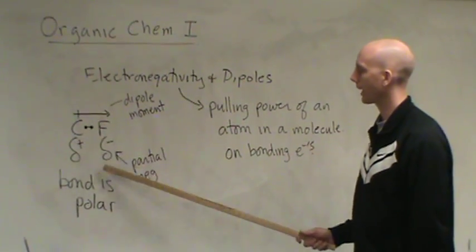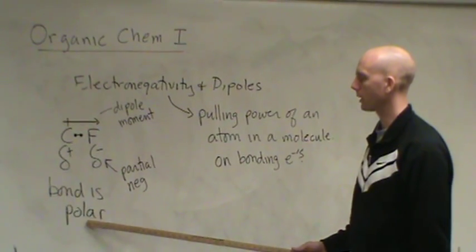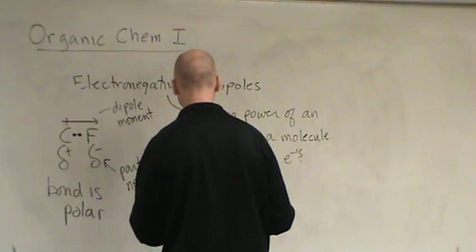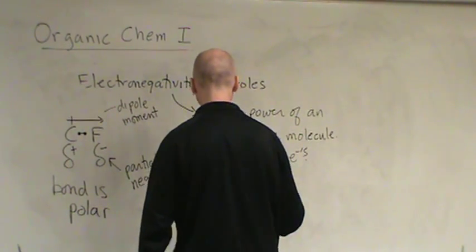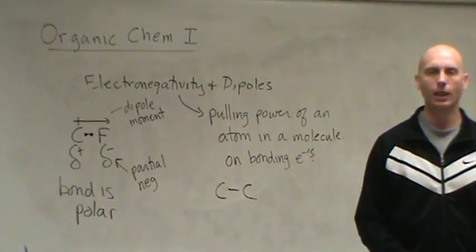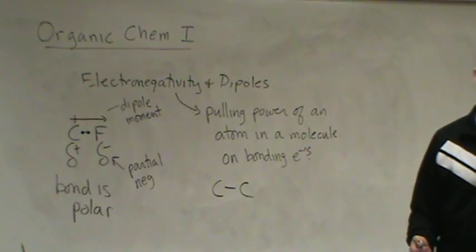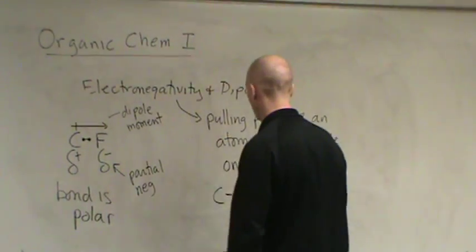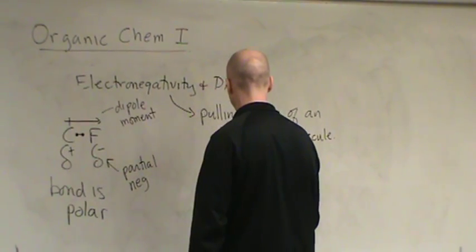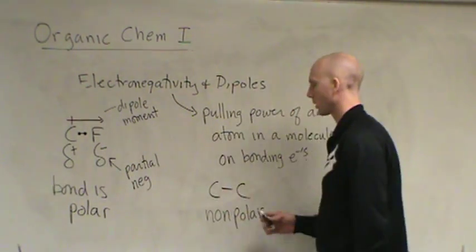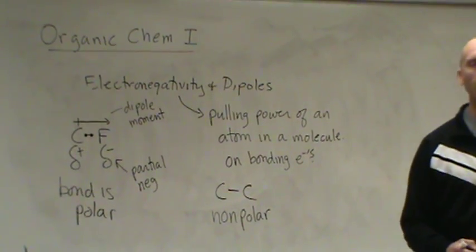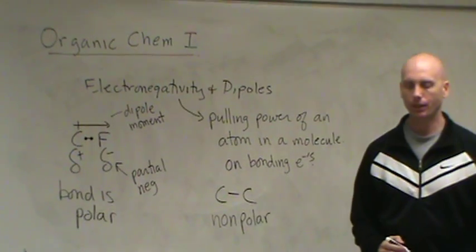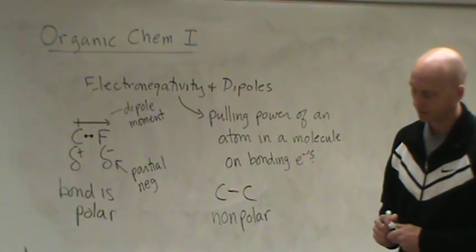Okay? If we didn't have partial charges, then the bond would be nonpolar. What would be an example of that? An example of that is if you had two atoms that were the same bonded together. Okay? So both are of equal electronegativity. So here we say that the bond is nonpolar. And so there would be no partial charges on either atom. Okay?